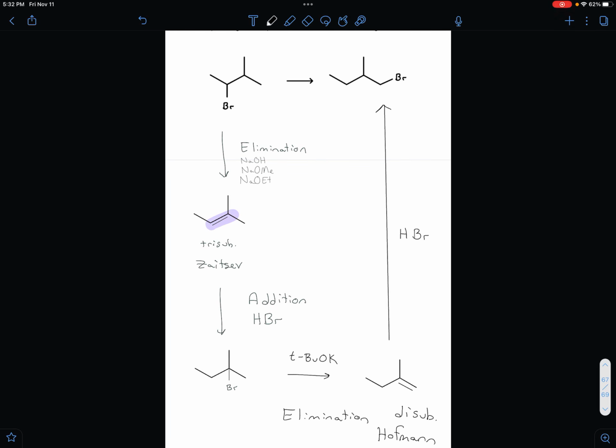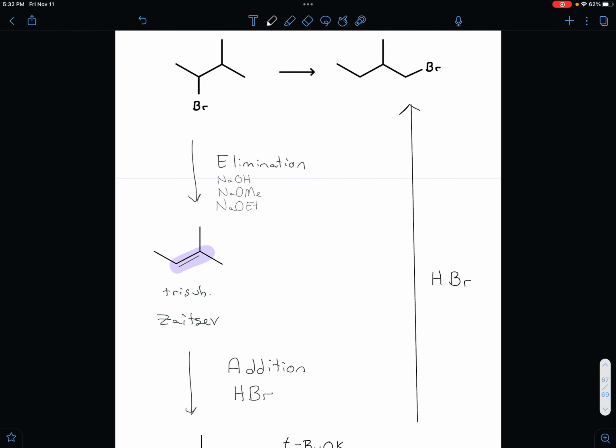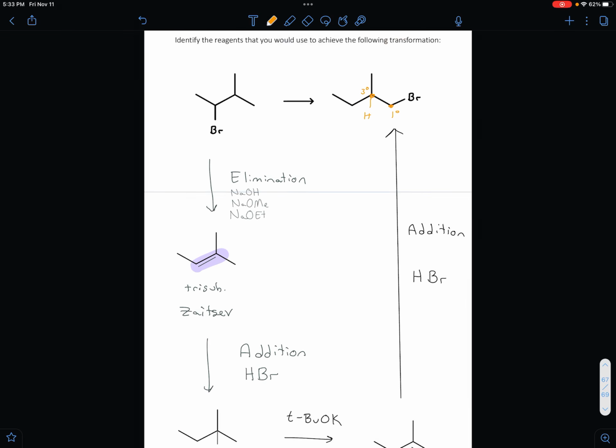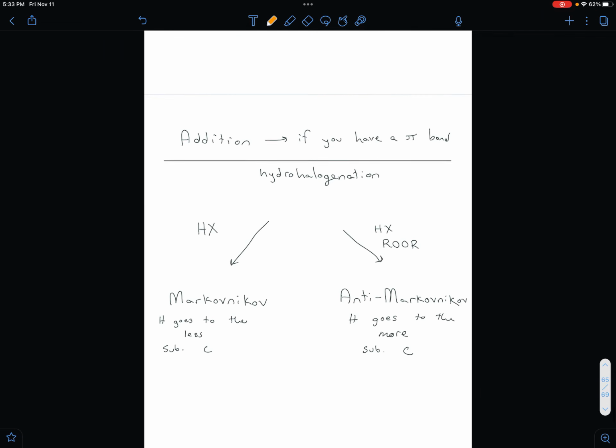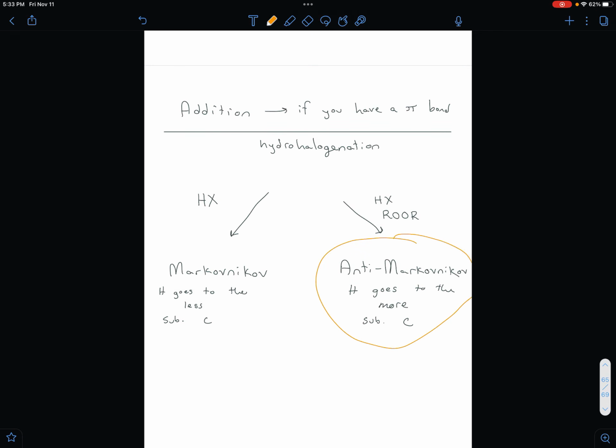The question is, though, is this Markovnikov addition or anti-Markovnikov addition? So you can see we have to add things, so we're doing an addition reaction. Is it going to be Markovnikov or anti-Markovnikov? Well, we had a hydrogen add on a tertiary carbon. The bromine added on a primary carbon. So the hydrogen added to the more substituted position. To make a hydrogen add to the more substituted position, that's anti-Markovnikov.